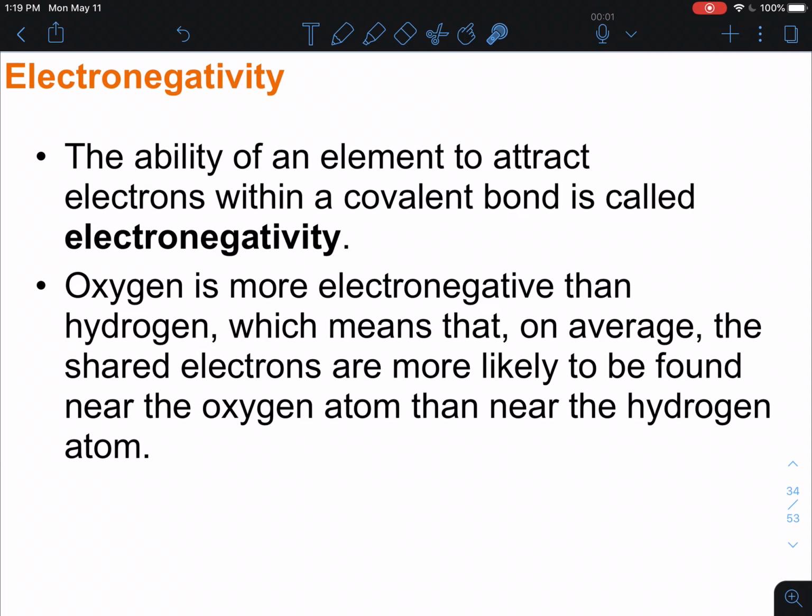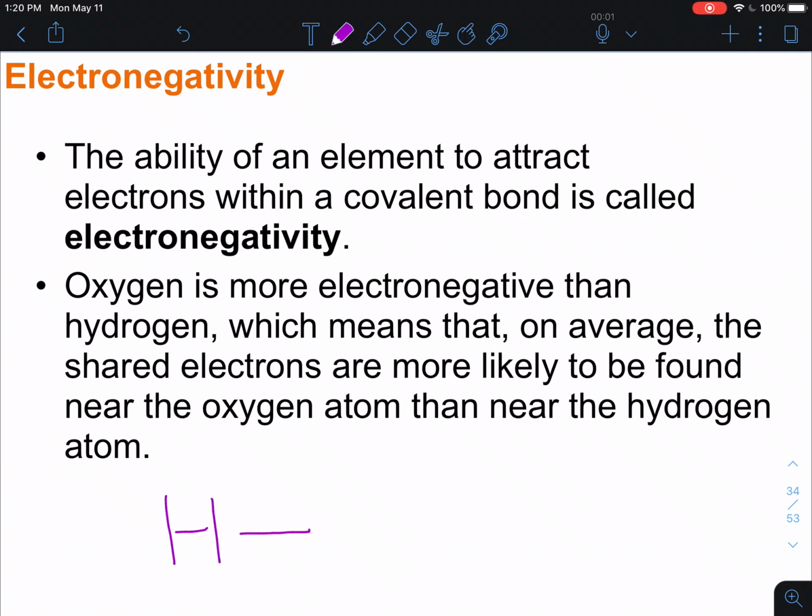And so, in order to pick the correct central atom, you need to know what electronegativity is because the correct central atom is always, for the most part, the least electronegative atom. So, what is electronegativity? It is the ability of an element to attract electrons within a covalent bond. Okay? Oxygen is more electronegative than hydrogen, and I'll just write that right here.